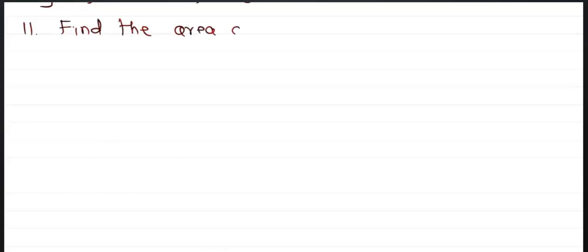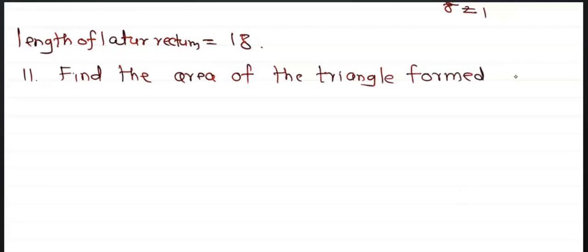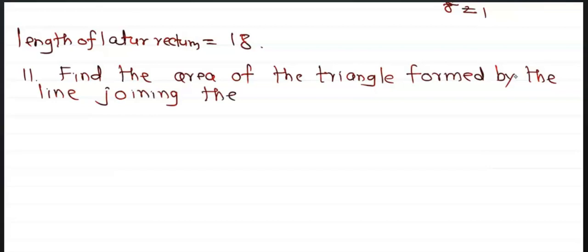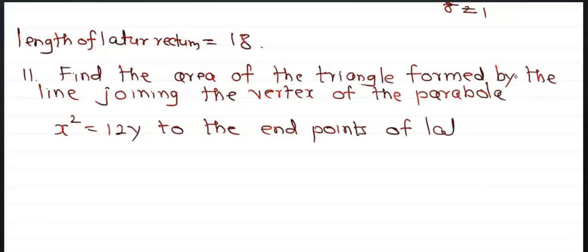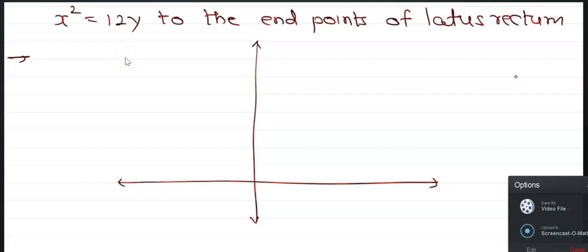Number 11. Find the area of a triangle formed by the line joining the vertex of parabola x square is equals to 12y to the end points of the latus rectum. Now x square is equals to 12y, this is the parabola which is symmetrical about the y-axis. Now we draw the figure here.